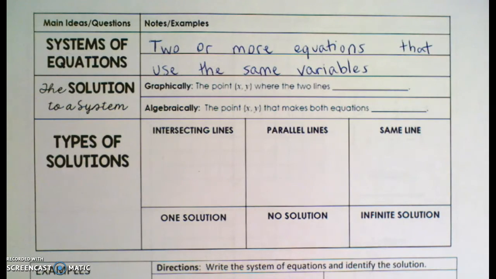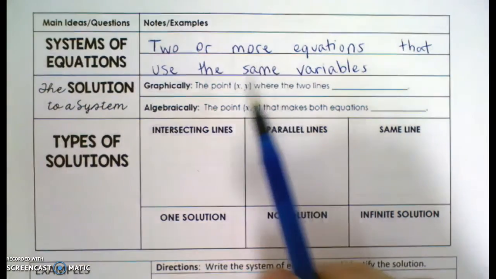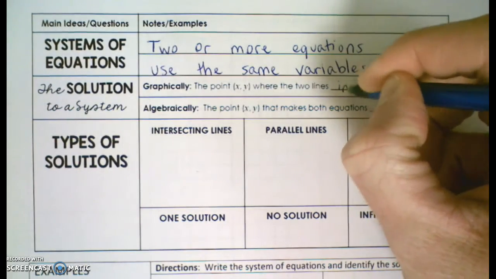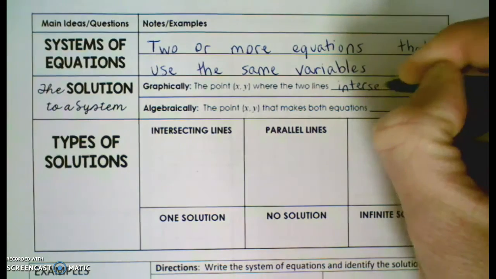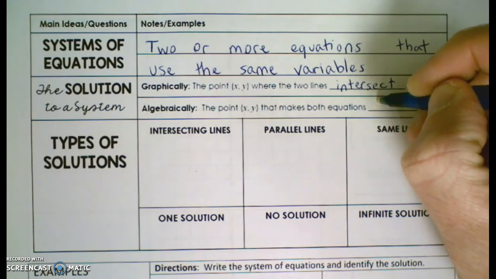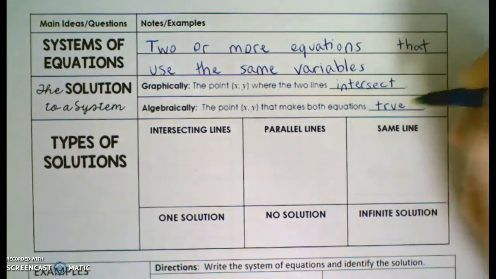So we're used to seeing equations with y's and x's. So we're going to continue to use those letters. There might be some problems where we use other letters, but most of our problems are going to deal with y's and x's. So graphically, the point x comma y is where the two lines intersect. Algebraically, the point x comma y is the point that makes both equations true, and this will make sense as we work on these problems.